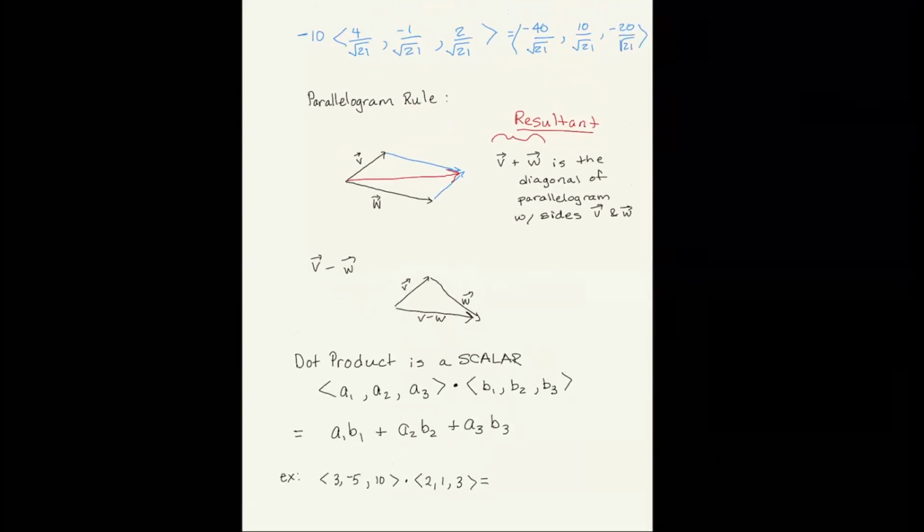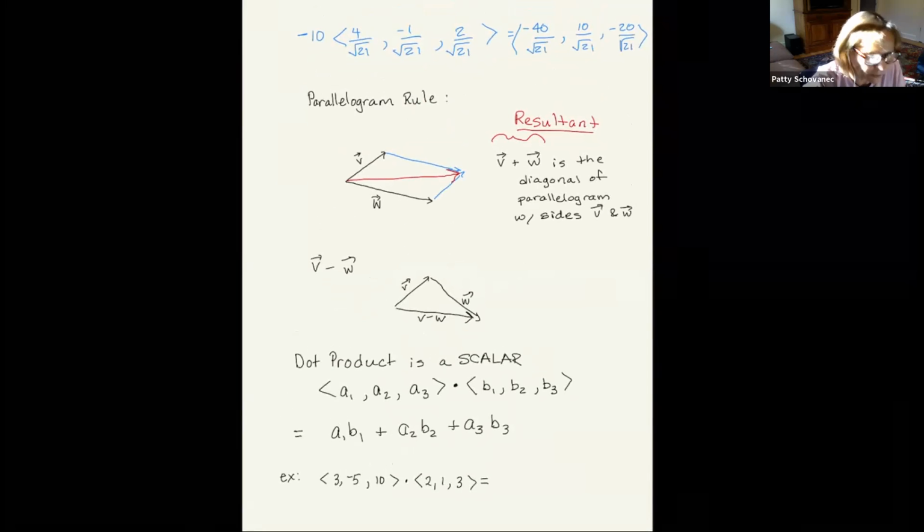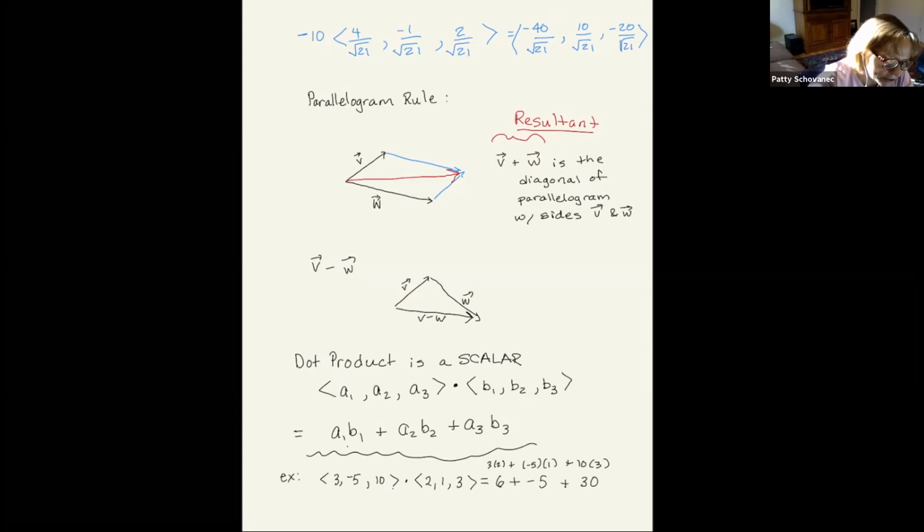All right, so here's my dot product. So according to what I wrote above here, I just multiply the two x components together, 3 times 2, and get 6. Now I add -5 times 1 is -5, and then I add 10 times 3, 30. So the two x components, 3 times 2 plus -5 times 1 plus 10 times 3. So here I get 36 minus 5 is the number 31.